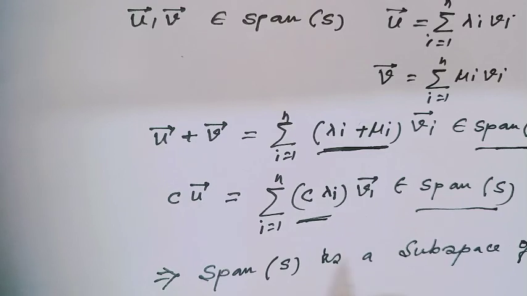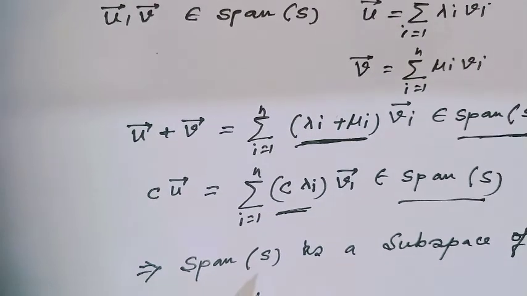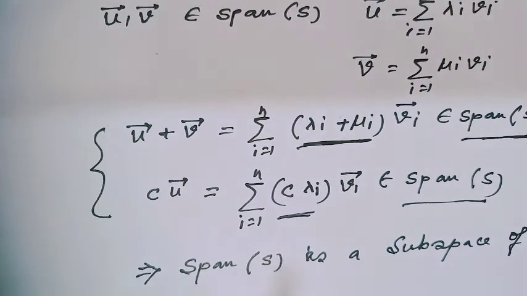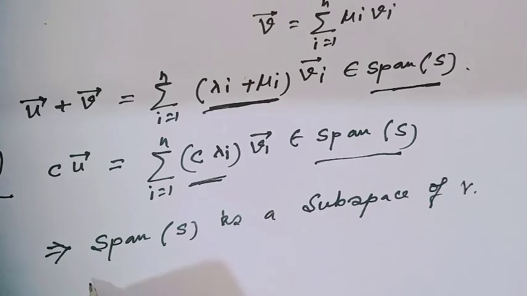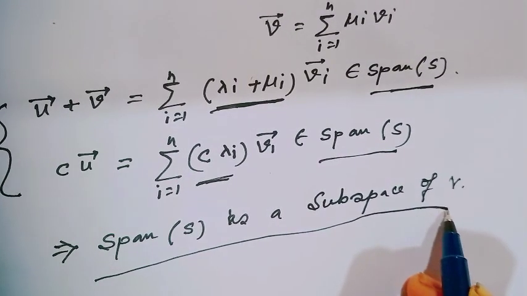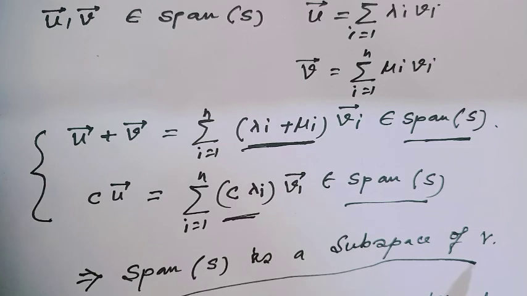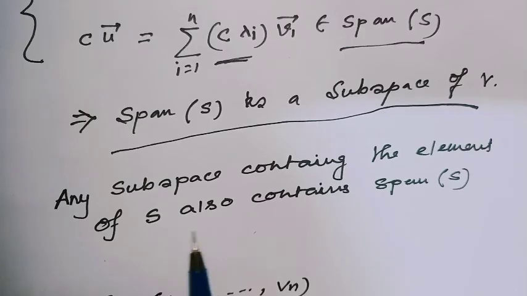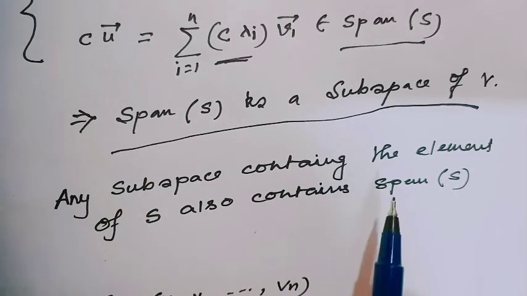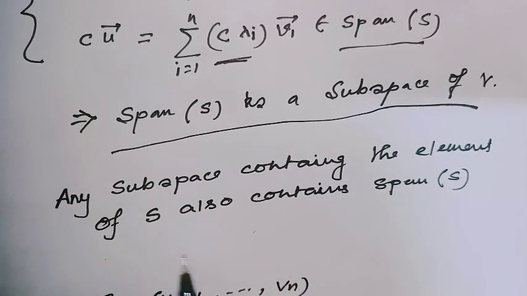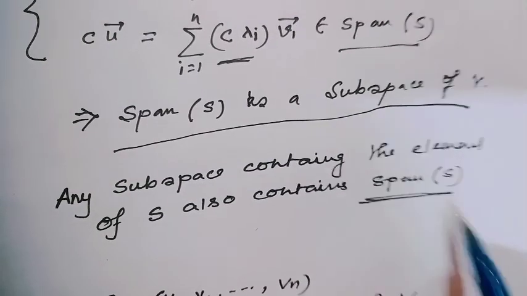So by this expression, span S is a subspace of the vector space V, and this subspace is the smallest subspace of the vector space V. Here any subspace containing the elements of S also contains the span of S.